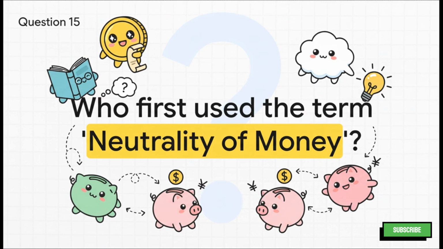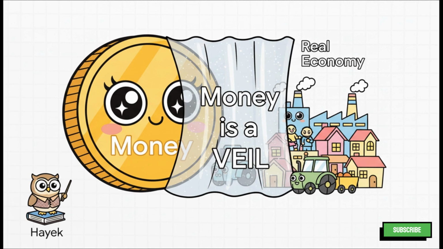Question 15 takes us back in time a bit. We're looking at the origin of a really important idea. Who is the first person to use the term neutrality of money? The answer is Hayek. This concept is a huge cornerstone of classical economics. The idea is that, in the long run, money is just a veil. It doesn't really affect the real economy, things like how much we produce or how many people have jobs.